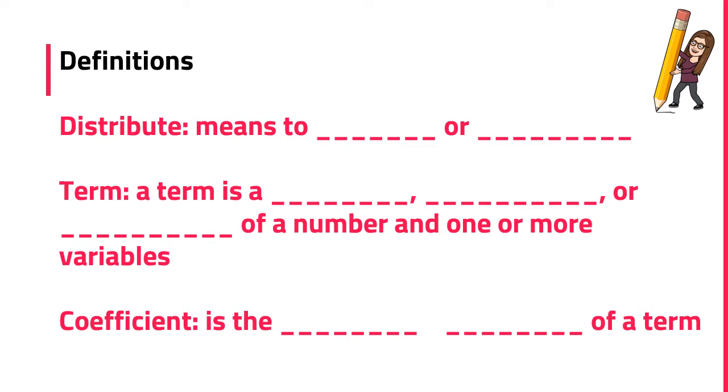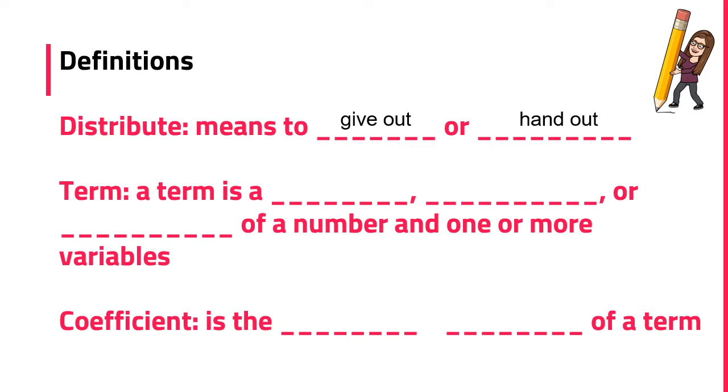First, let's go through a few definitions. The word distribute means to give out or hand out. So it's a real-world definition. Just like if you were to distribute Halloween candy, you're giving or handing out. The difference now is we're going to distribute a number or a letter.